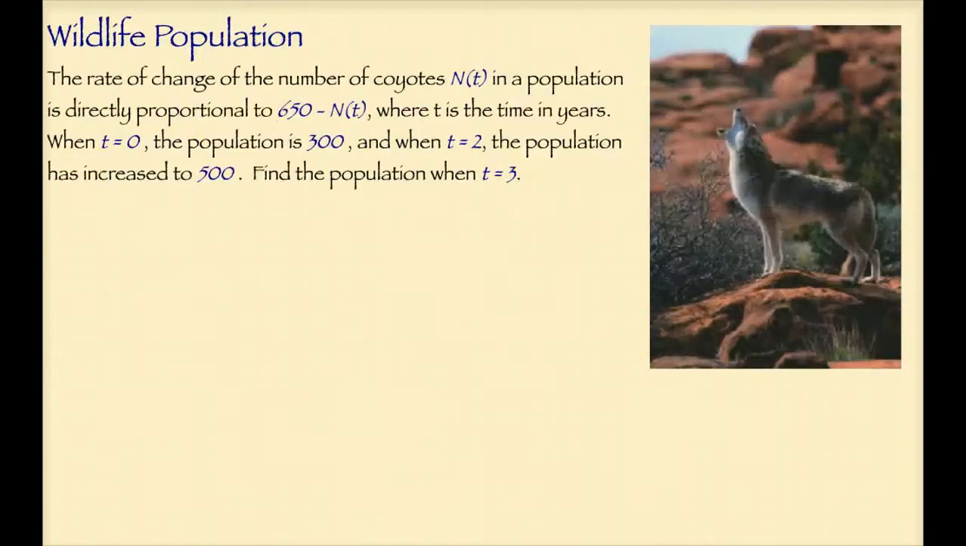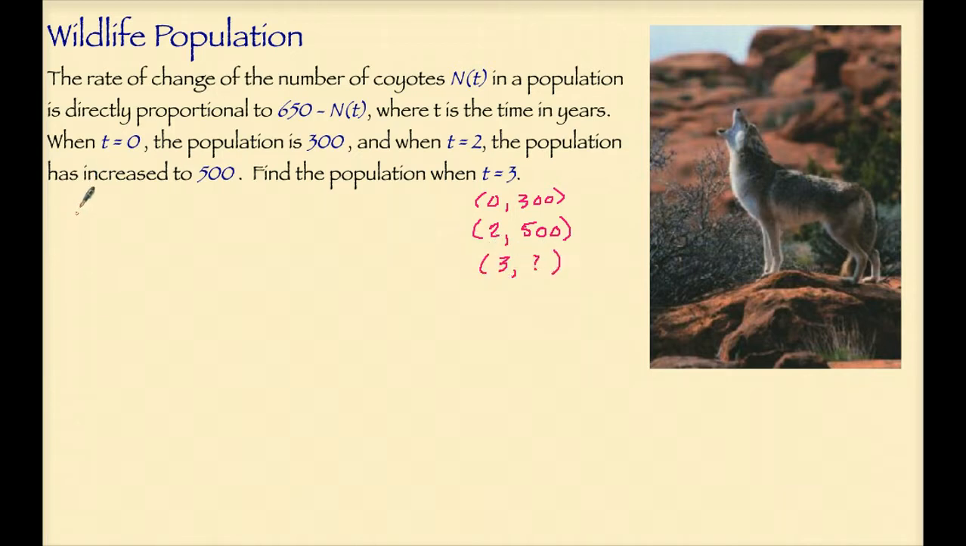The rate of change of the number of coyotes, n of t, in a population is directly proportional to 650 minus n of t, where t is the time in years. This means we'll have an exponential growth model. When t equals 0, the population is 300. So we have this initial condition. When t is 2, the population has increased to 500. And then we're going to find the population when t is equal to 3.